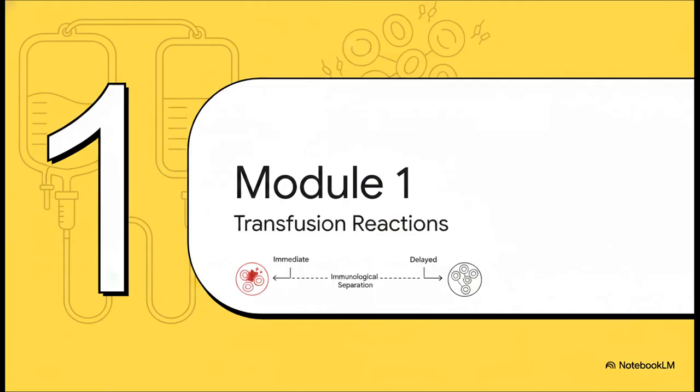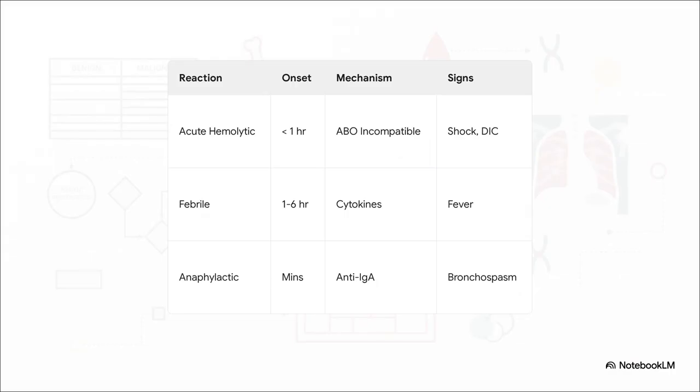Module 1, Post-Transfusion Reaction Mechanisms and Immunological Separation. All right, let's break this down. Acute hemolytic reactions, they're going to hit fast. We're talking under 1 hour. The mechanism here is ABO incompatibility, which is a type 2 hypersensitivity causing massive intravascular hemolysis. Your key signs are fever, flank pain, hemoglobinuria, DIC, and shock. The immediate move, you stop that transfusion right away.